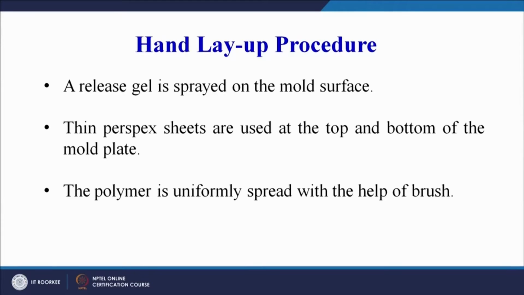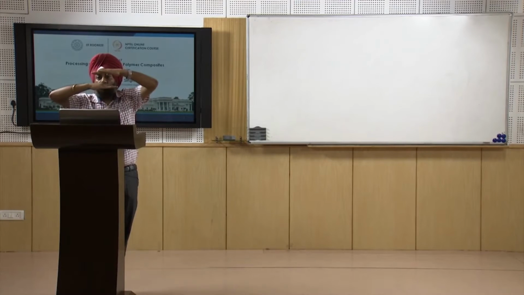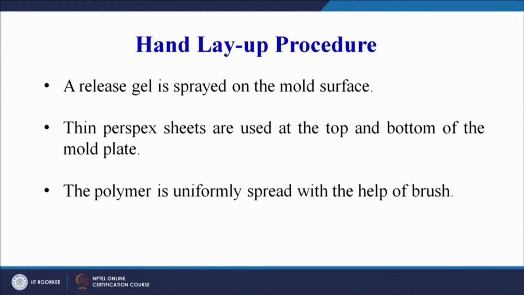Thin polythene sheets are used at the top and bottom of the mold plate. So, thin polythene sheets, like the covers we use for the notebooks of children, those types of thin plastic sheets can also be used on the surface of the mold. If we are using a top and a bottom half of the mold, these thin plastic sheets can be put at the top as well as at the bottom. In between we can do our layup. The polymer is uniformly spread with the help of a brush, which I have already explained.